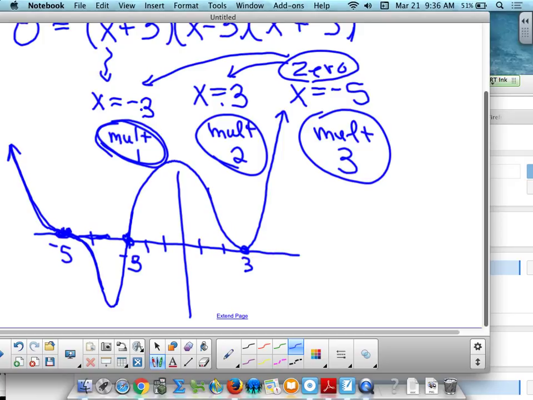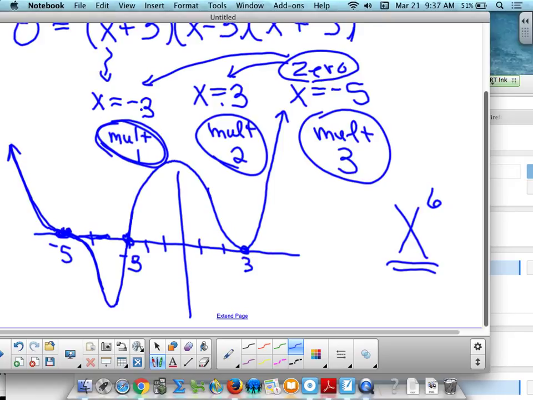How did I know it went up, up? It has to be even or odd. Is this even or odd? Let's see. It's even. It's got to be even to go up, up. Okay, here's the deal. Count your multiplicities. Ready? 1 plus 2 plus 3 makes what? 6. You have x to the 6. X to the 6 is even. It's either up, up, or down, down.